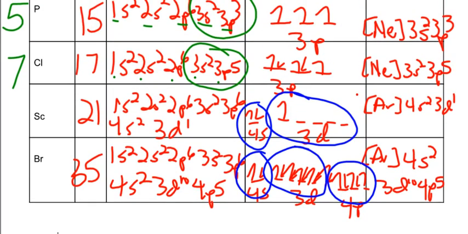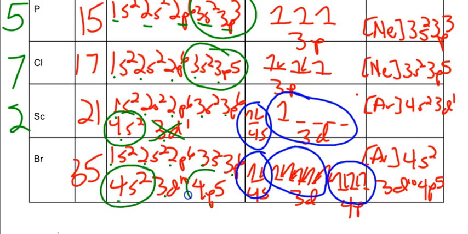with scandium. What's your biggest number? Which is your biggest number? It's 4. These are not valence, okay? So you have 2 valence electrons. What about bromine? What's your biggest number? 4. So I have these and these for a total of 7. Okay, that's not too hard, is it?